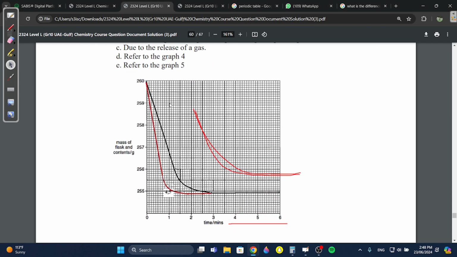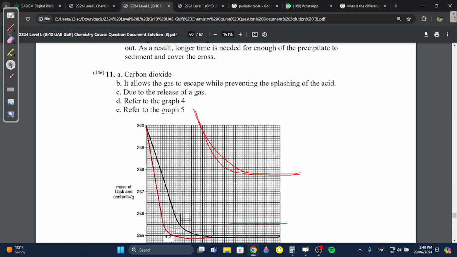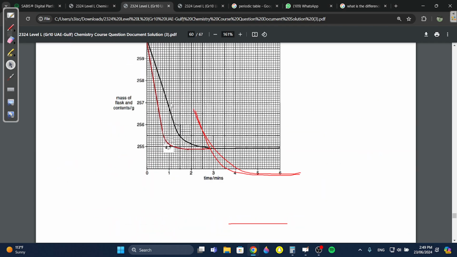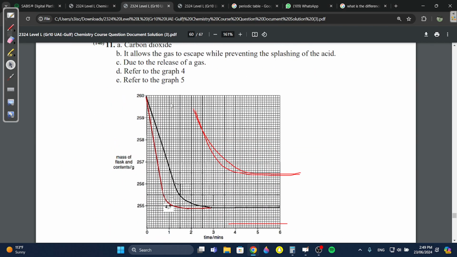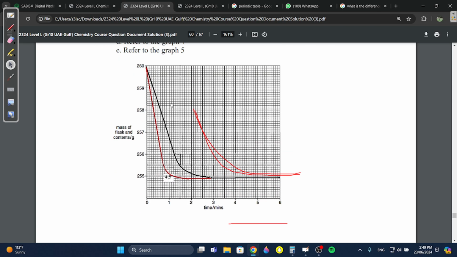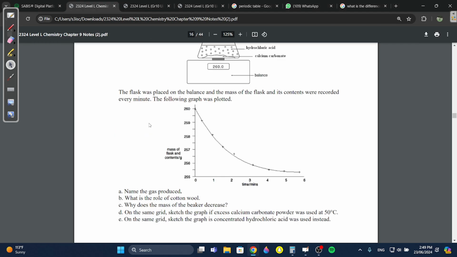Let me look at the solution. Okay, refer to graph 5. What's graph 5? 4, 5. Hold up. Why does it have the same? Increasing the concentration of hydrochloric acid.